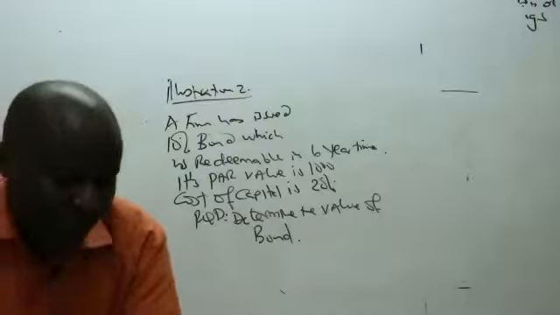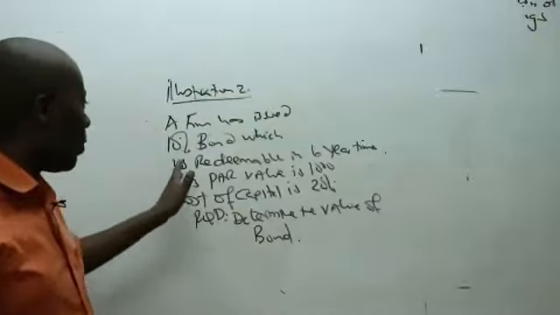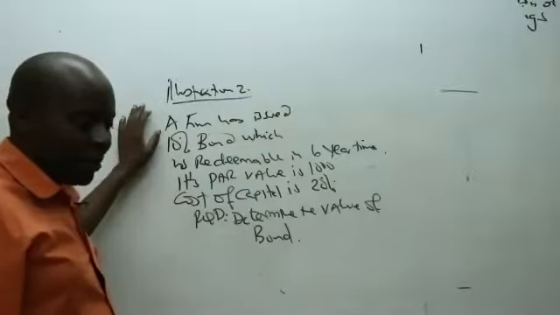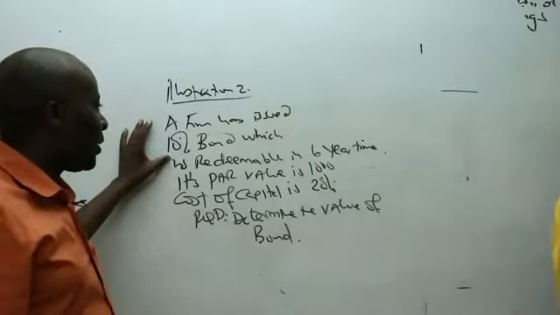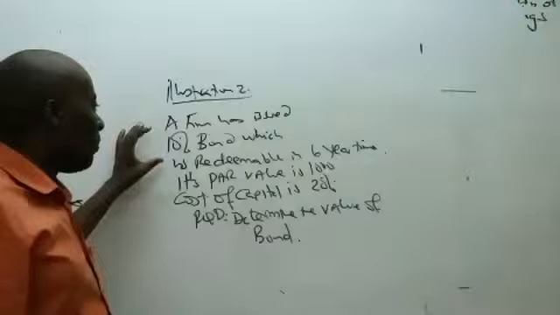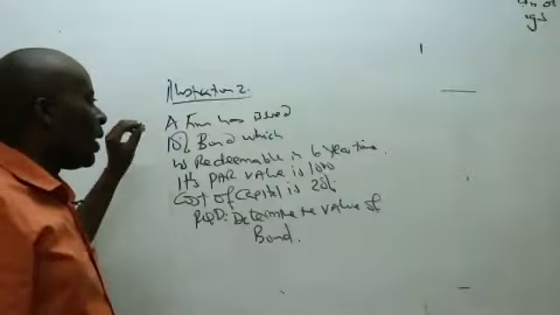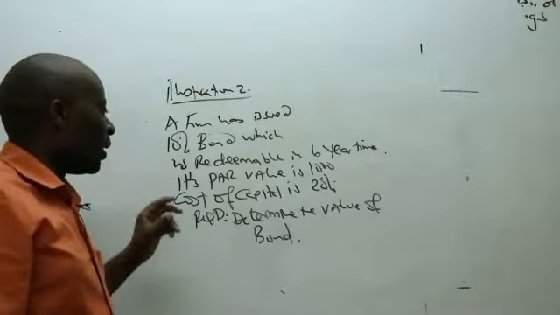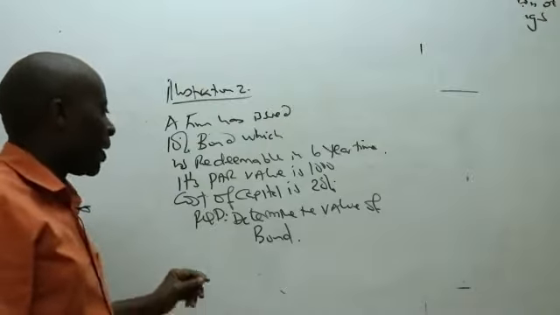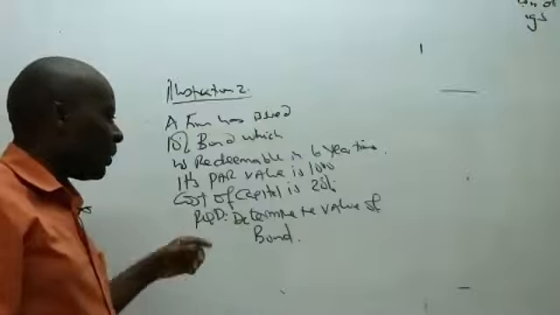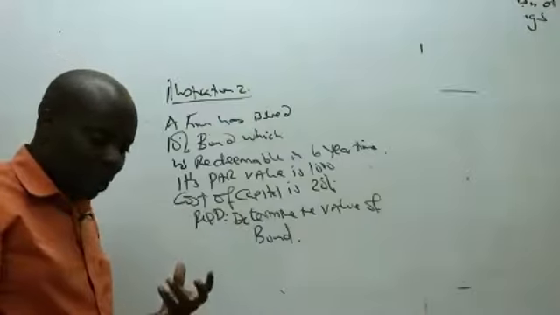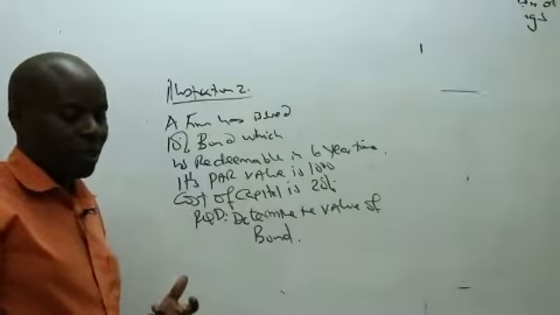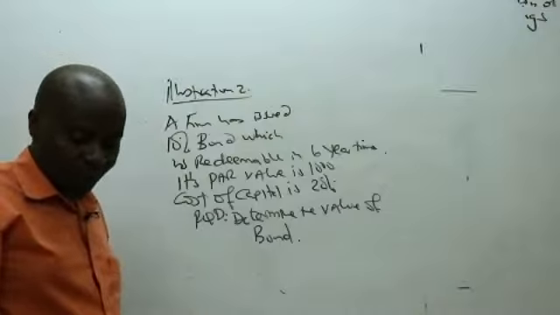So now here we are. We have a question. I hope now you can see this question. A firm has issued 10% bonds, a bond which is redeemable in 6 years' time. Its par value is 1,000. The cost of capital is 20%, and then you are required to determine the value. Remember, we are studying valuation of securities.